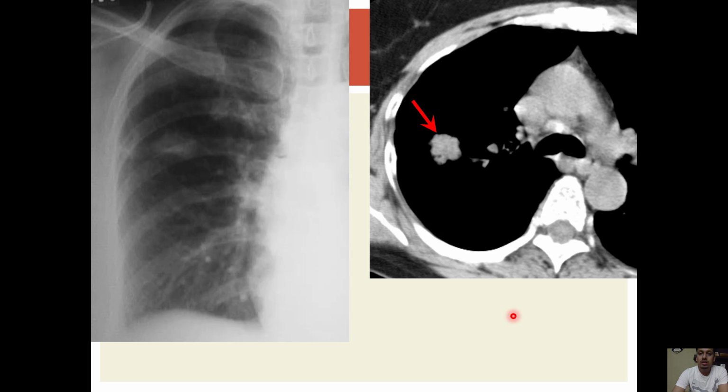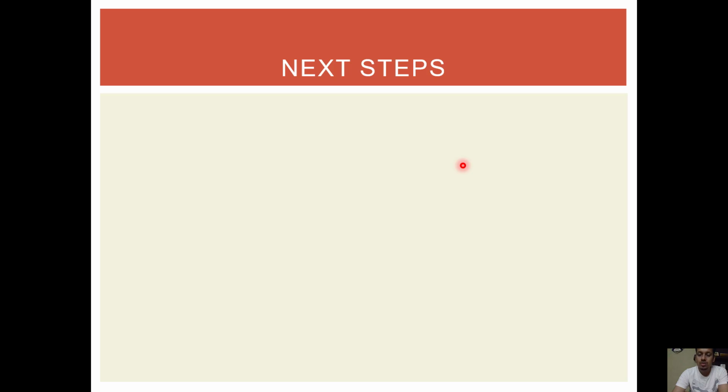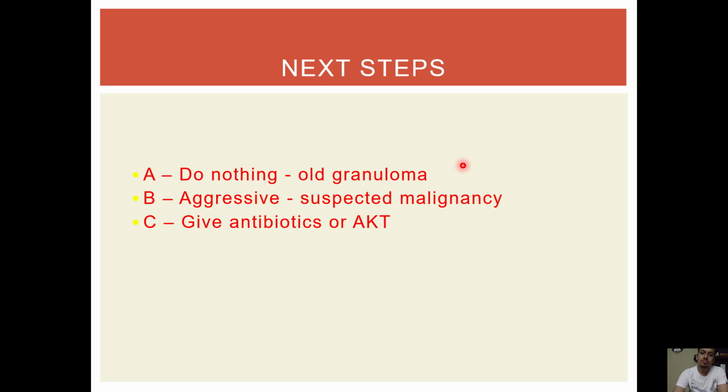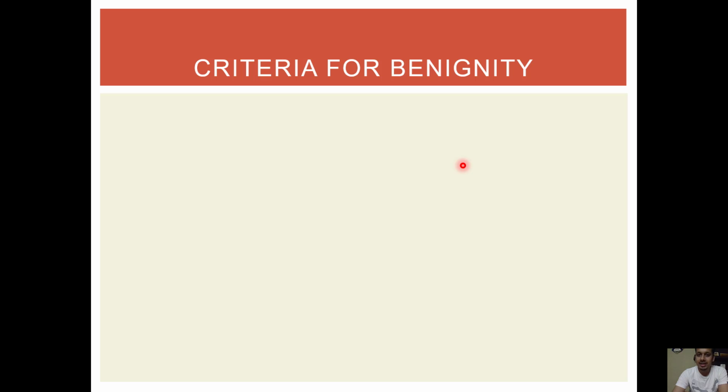So in this patient, in our lady, the lesion is confirmed to be intrapulmonary. The margins, you can see, are a bit irregular. I don't think the margins look very regular. So what is the next step? Is this benign or malignant?